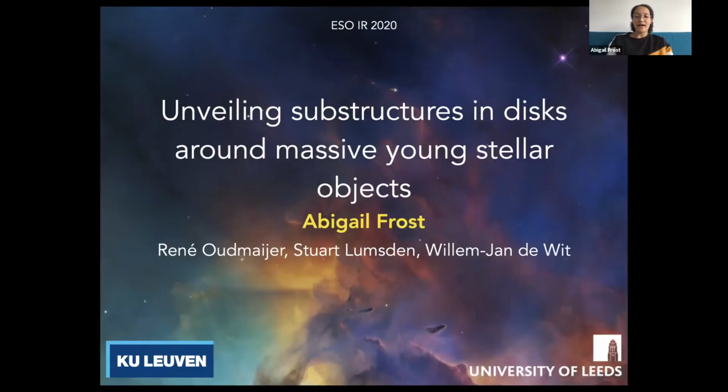As was said, I am Abigail Frost, and I'm going to be talking to you today about the work that I did during my PhD, where I used a combination of infrared observations to study the circumstellar environments of massive young stellar objects and investigate their disks. So this work was done at University of Leeds, but I'm currently at KU.